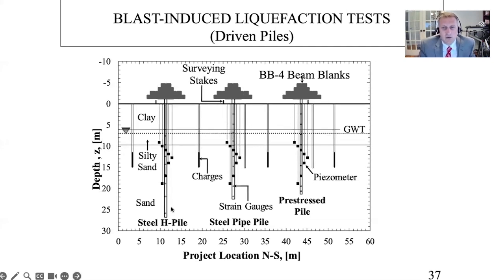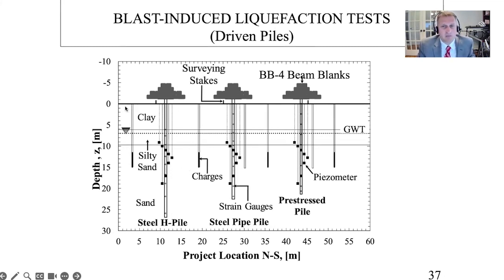And so on this one, we have a H pile, a pipe pile, and a pre-stressed pile. Those are the 3 different depths, with the tips being at different depths just to get the same capacity. Piezometers surrounding each of the piles, and then the charges were placed in pre-drilled casing to set off the charges and monitor how we liquefy it.